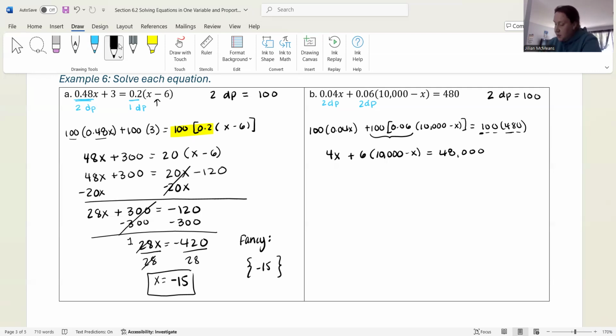Okay? So let's see. We need to distribute first. So I'm going to drop down my 4x. So 4x is just 4x. And then I'm going to distribute 6. So 6 times 10,000. Well, 6 times 10 is 60. So that would make this 60,000. 6 times negative x is minus 6x. And that all equals 48,000. Okay? So on the left, we have two terms that contain x's, and we want at most one term that contains an x. So 4x minus 6x is negative 2x. And then drop down your 60,000, and that still equals 48,000.